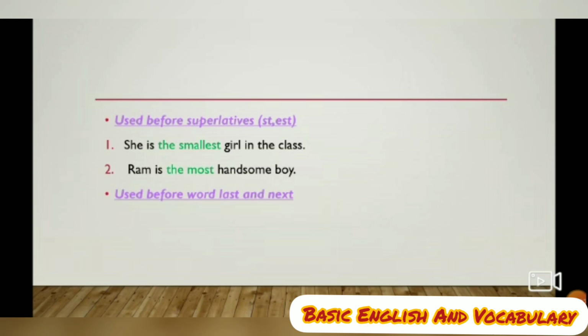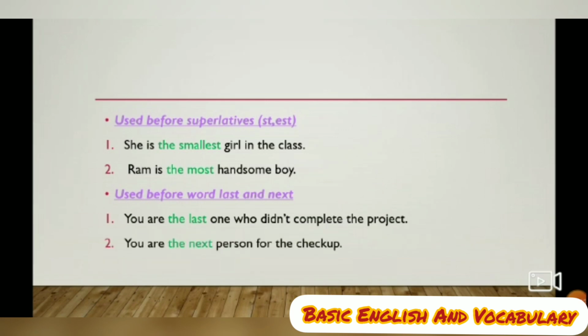And the next is use before the words last and next. It means that we have to use the before the word last and next. So it will be clear in the example. You are the last one who didn't complete the project. So here you can see that we use the before the last. The next example is you are the next person for the checkup. So here you can see that we use the before the next.